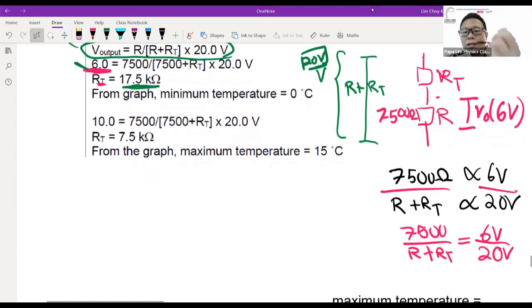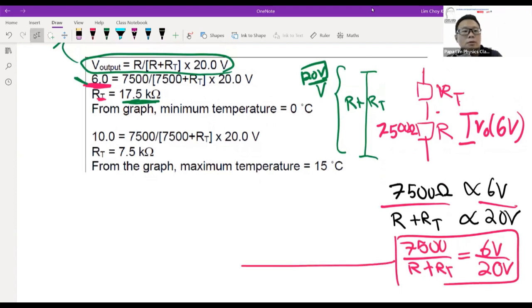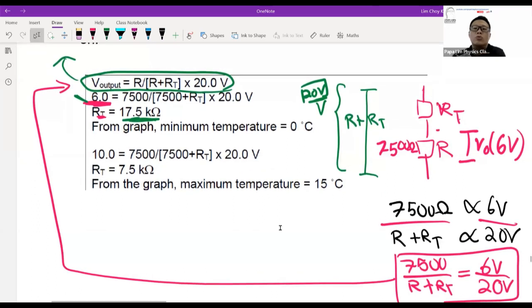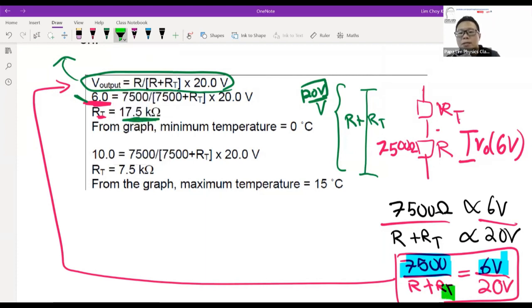From there, you rearrange and manipulate this formula, and you should be able to arrive at these steps here. Remember, the potential divider formula, although it looks complicated, is just following ratio and proportion, whereby this amount of resistance controls this particular amount of potential difference. A bigger resistance will control a bigger potential difference. It's a basic ratio.